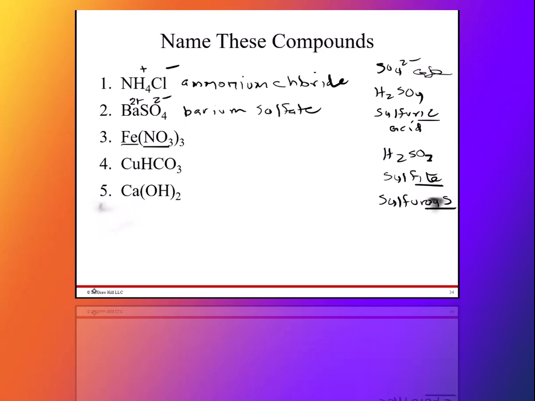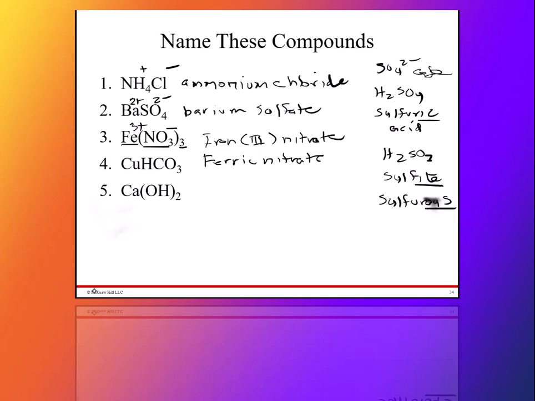Because if the nitrate you said was 2 negative, 2 times 3 would be 6 negative, so you'd say iron 6 positive. It doesn't work that way. Knowing that the nitrate is -1 charge and you have 3 of them, that's 3 negative. That means this iron is 3 positive. So you would call this iron Roman numeral 3 nitrate. Or you would call it ferric. If you want to know what the common name is, you would call it ferric nitrate.